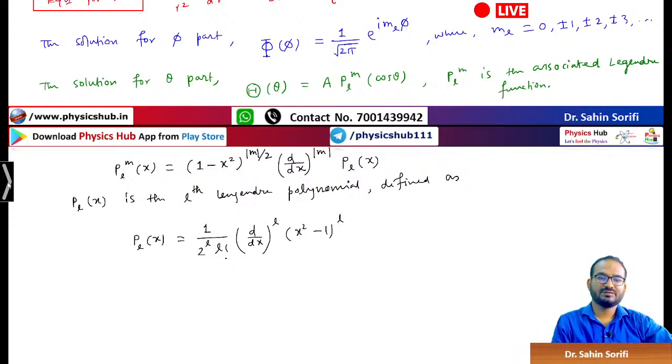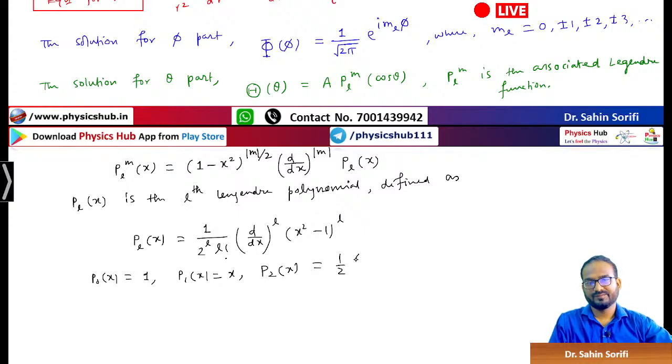The first few values you already know: P0 of x is equal to 1, P1 of x is equal to x, P2 of x is equal to half times 3x square minus 1, and so on.